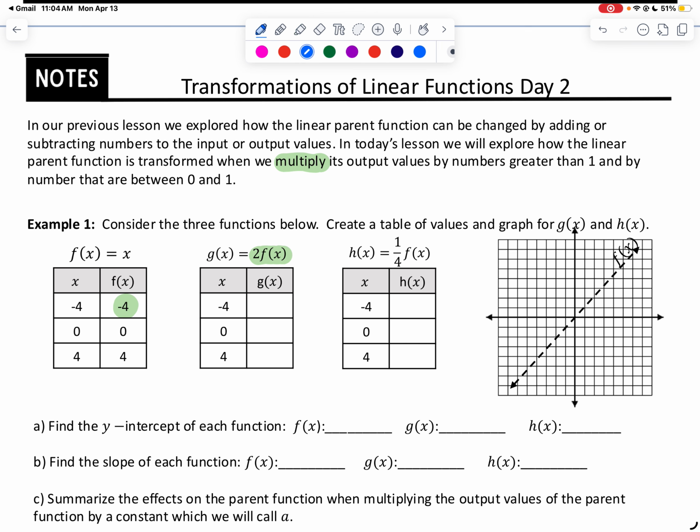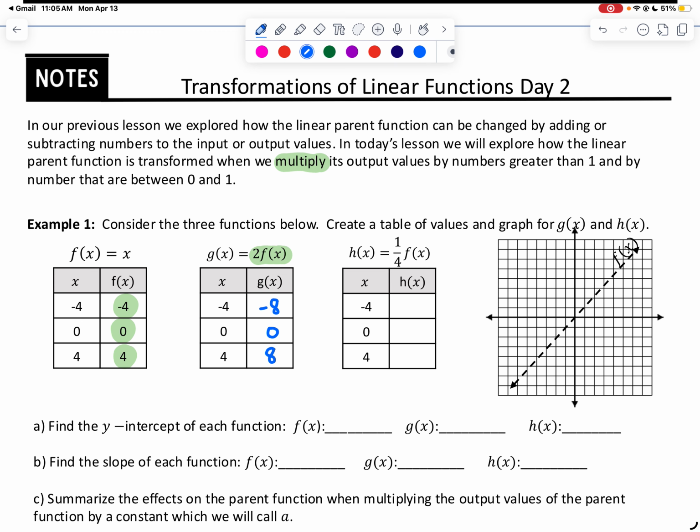So -4 times 2 would be -8. Then take your next f of x value, 0, and multiply it by 2. Well, 0 times 2 is still 0. And then take your third f of x value, 4, and multiply it by 2. So 4 times 2 gives me 8.